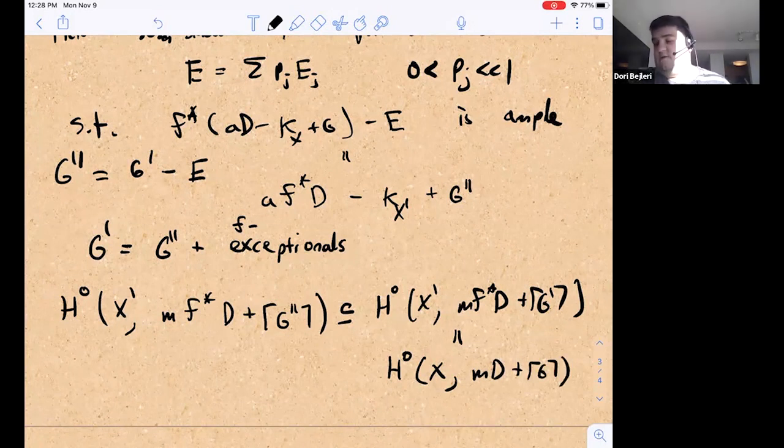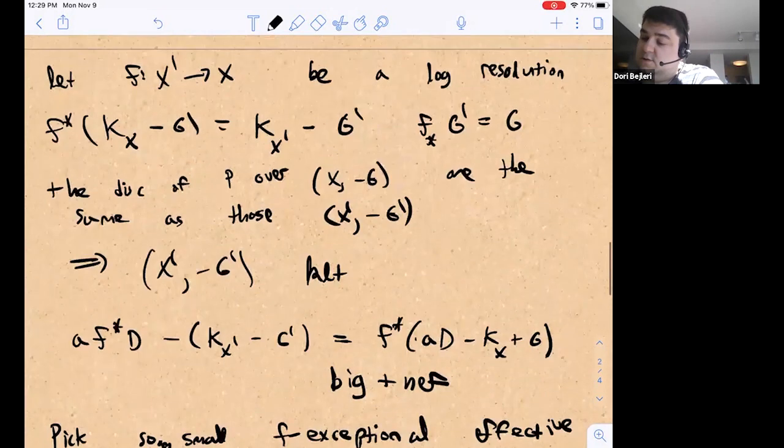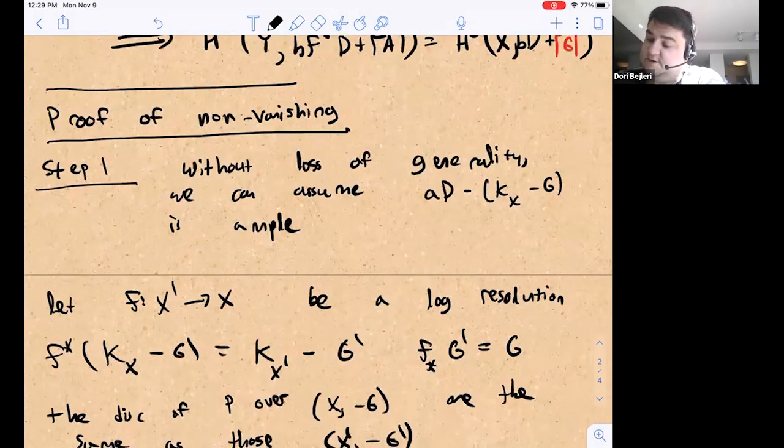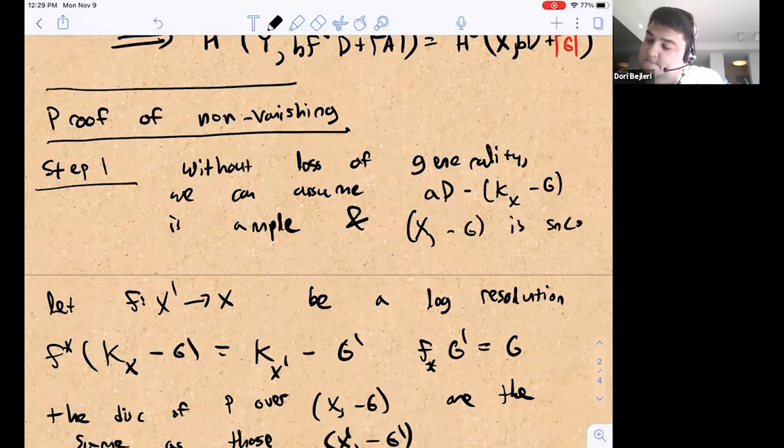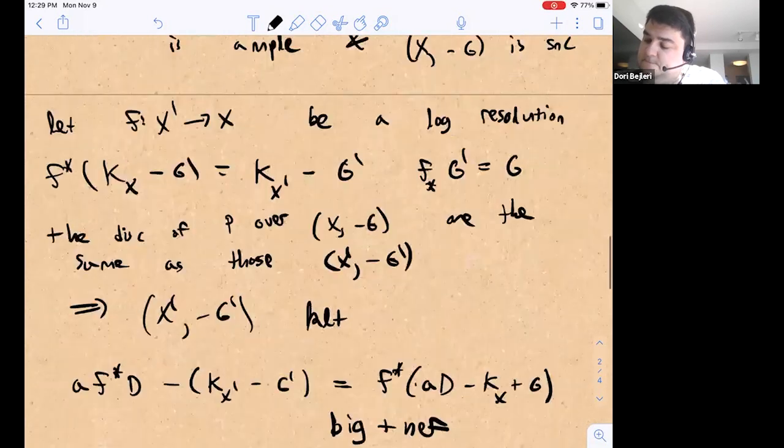So actually here we really did two things. We showed that it suffices to assume that our divisor is ample rather than just big enough. But also X' is actually simple normal crossings. So in step one, without loss of generality, we can assume that this is ample and that (X, G) is snc. Okay, so that's step one.